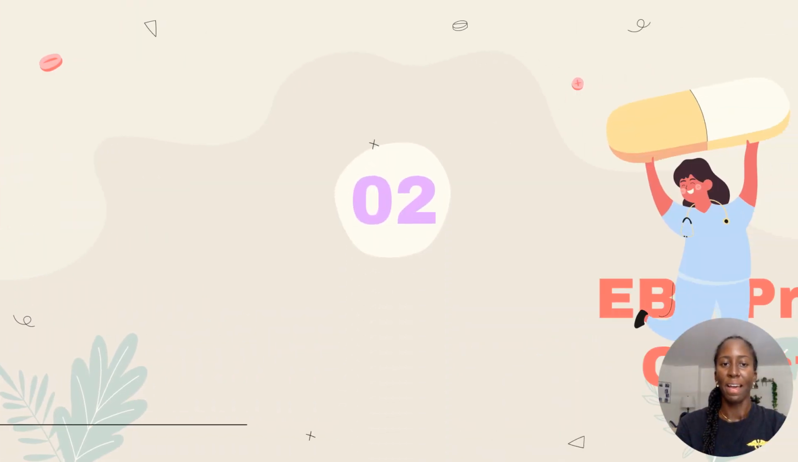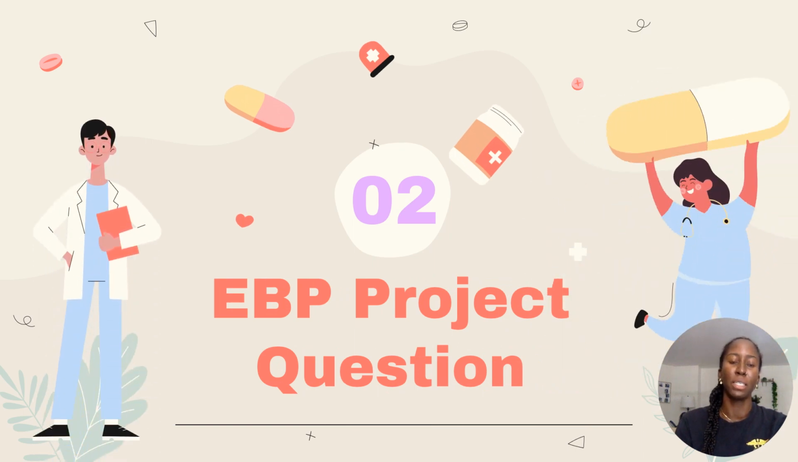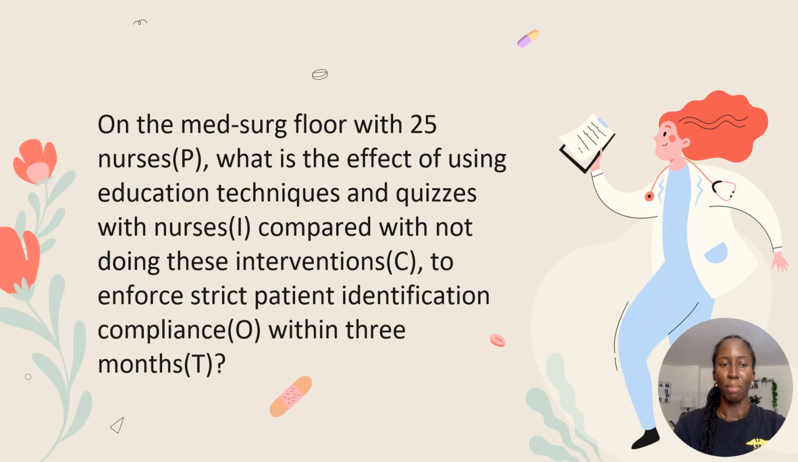So now we have the EBP project PCOT question. My PCOT question is as follows. On the med-surg floor with 25 nurses, what is the effect of using education techniques and quizzes with nurses compared with not doing these interventions to enforce strict patient identification compliance within 3 months?